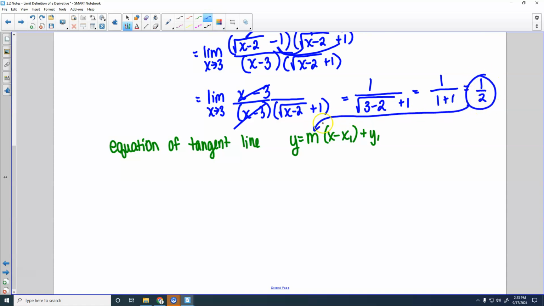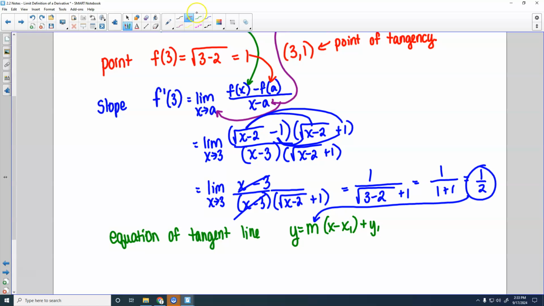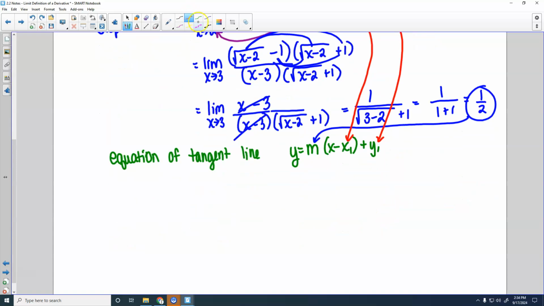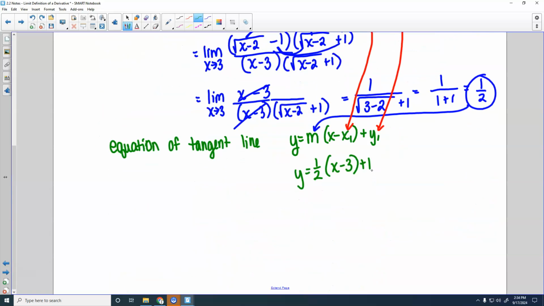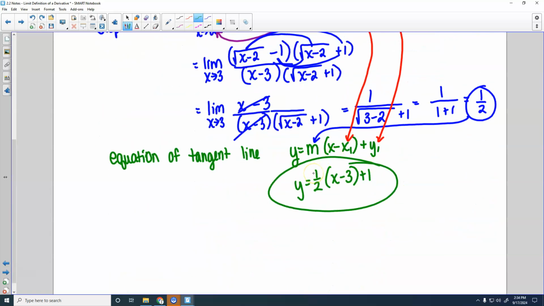And so we found our slope. It goes right here. We've got our point. We've got our x1 goes right here. Y1 goes right here. So you're just going to have y equals 1/2 x minus 3 plus 1. And this would be your final answer. You could distribute it, you could simplify it, but don't, because you might mess up, and if you mess up, then you'll lose that answer point there. Okay, questions?